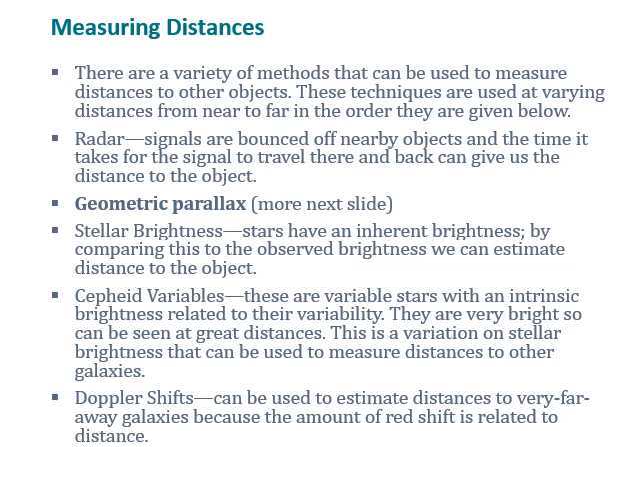Cepheid variables are variable stars with an intrinsic brightness related to their own variability. They are very bright, so can be seen from great distances. This is a variation on stellar brightness that can be used to measure distances to other galaxies. Then finally, we can use Doppler shifts to estimate distances to very far away galaxies, because the amount of redshift is related to distance.